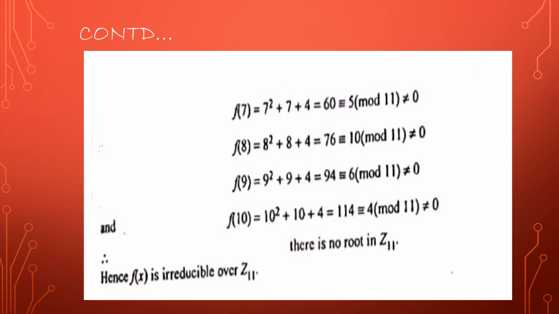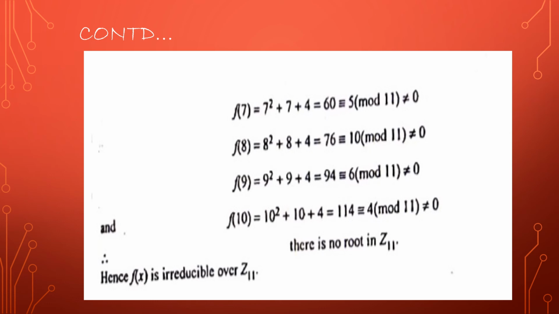And finally coming to f of 10. The number is 114. So 11 tens are 110, the remainder is 4, so this is also not equal to 0. So starting from the element 0 and ending at 10, all the integers, when substituted, do not yield a remainder 0. Therefore there is no root in Z11, and therefore f of x is irreducible over Z11.